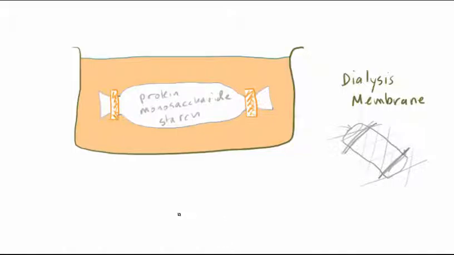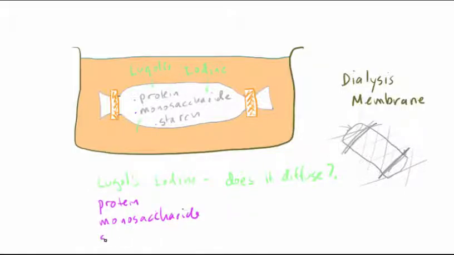And then what do we expect to happen here? We've got Lugol's iodine out here, and maybe the Lugol's iodine is going to diffuse inside. Maybe it's not. I guess the question is, will Lugol's iodine diffuse from the outside of the membrane to the inside of the membrane? We talk about the protein that's inside the dialysis solution, the monosaccharide, and the starch. We can ask questions on all four of these substances: protein, monosaccharide, starch. Does it diffuse?